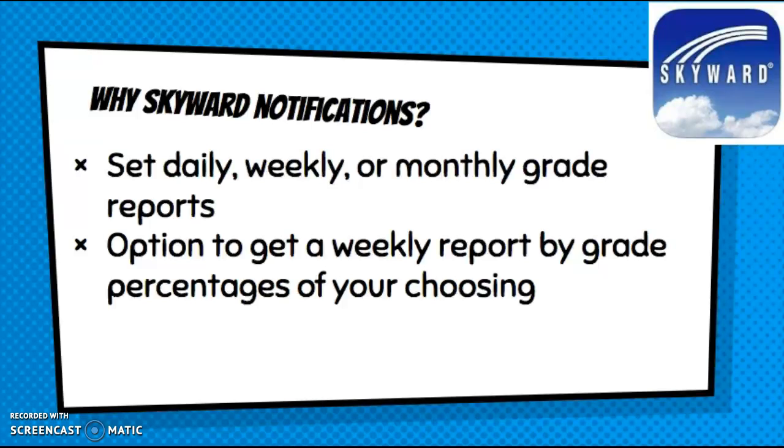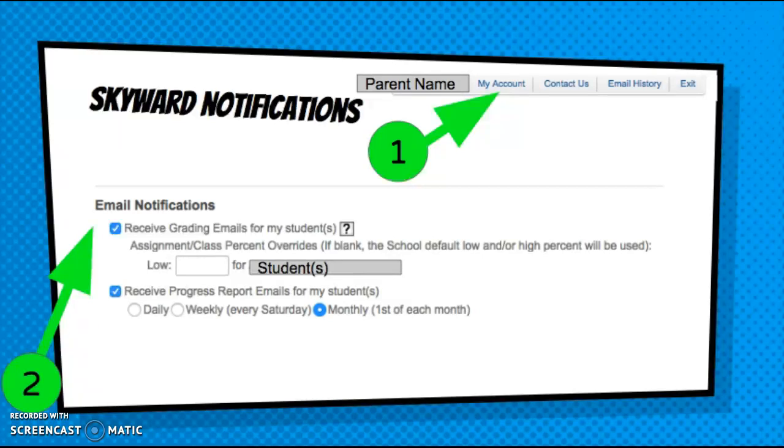Now let's talk about setting up the notifications. Once you log into Skyward, at the very top you'll see your name, and next to that it says My Account. So click on My Account, and that'll take you to a screen with different notifications. This one's kind of the middle of the page, and it just says email notifications, and those are the two that we were just talking about.